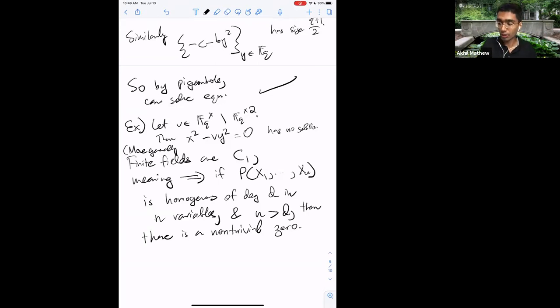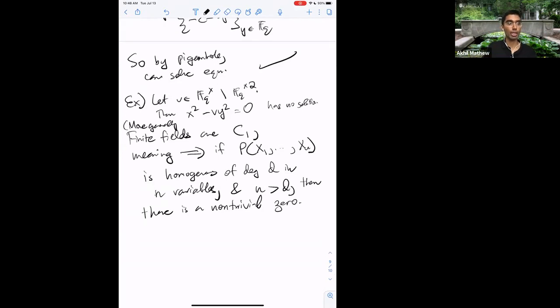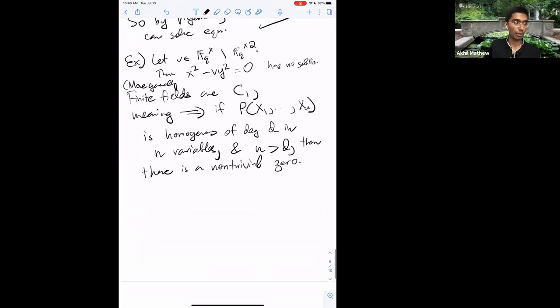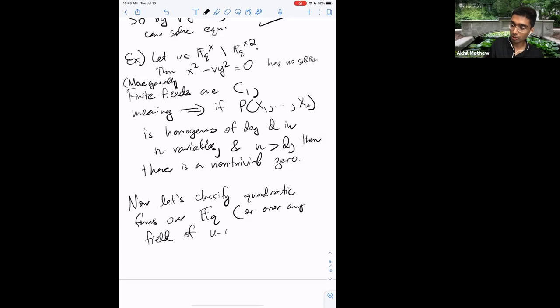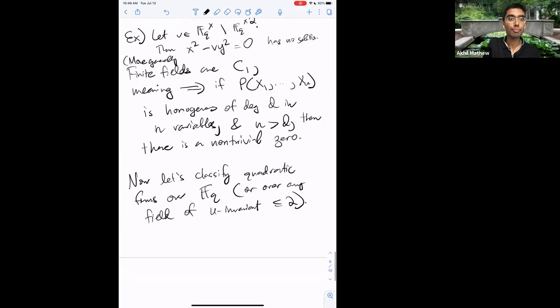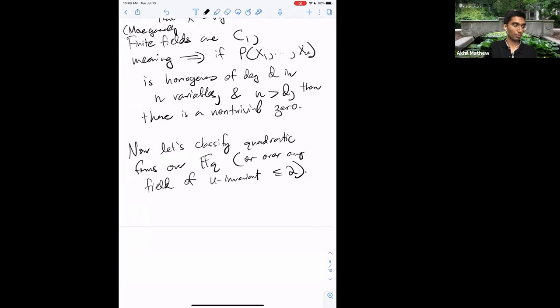Okay, so I just have a few minutes. What I want to do is explain how you can get the classification of quadratic forms over a finite field, or more generally over any field where the u-invariant is at most 2, so where the ternary forms are isotropic. So now let's classify quadratic forms over F_q, or really over any field of u-invariant at most 2. For example, this will apply to any C1 field.